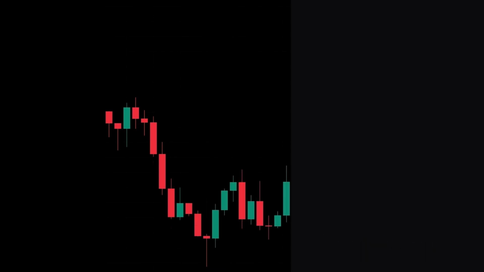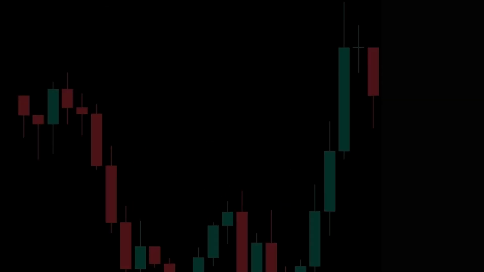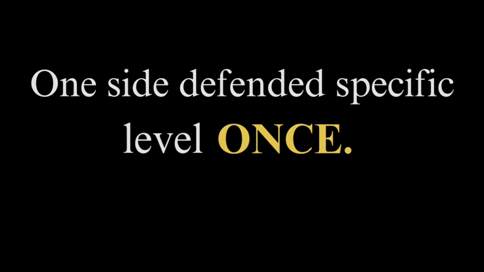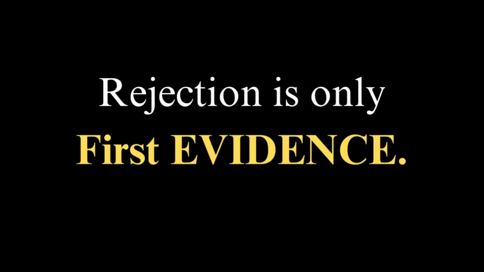The same thing happened in this chart. Sellers tried to push the market lower, but buyers absorbed that selling pressure and drove the price back up. But here is the mistake most beginners make. As soon as they see a rejection candle, they enter immediately. Don't do that. A rejection candle only tells you that one side has defended a specific level once. It doesn't tell you whether they have actually taken control of the market. So in the RFA framework, a rejection is only the first piece of evidence.